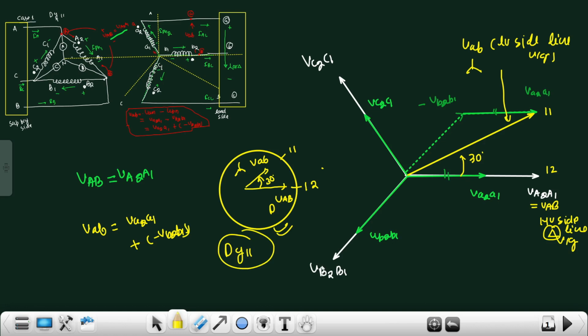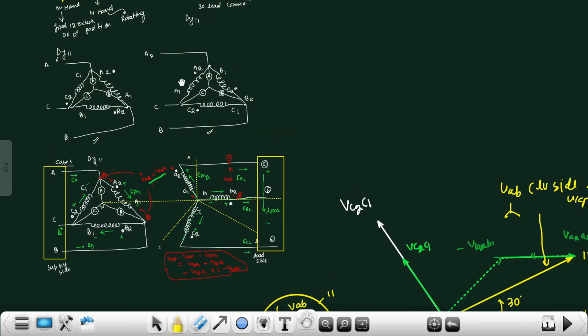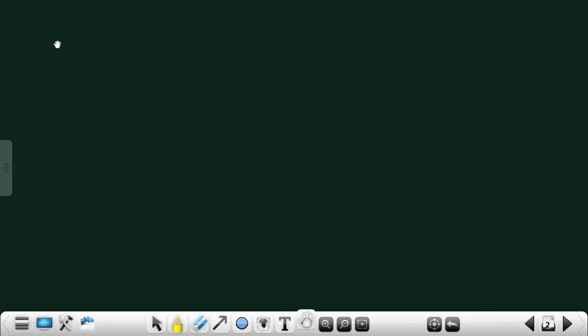Now, I have already said that there is also one possibility: if I take this connection as a delta, then how to draw DY11 connection. So let us take case 2 to draw DY11 connection. So this is case 2.